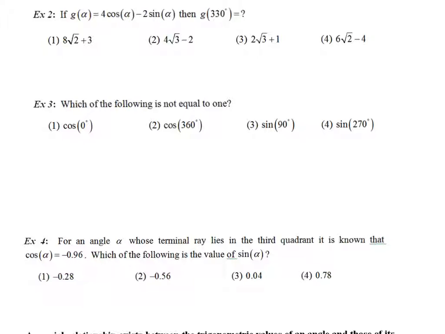Let's try example number 2, where this time I'm talking about g of 330 degrees. So that tells me that I want to draw my triangle on my unit circle at 330 degrees. So again, make your unit circle. 330 degrees means I'm most of the way around the circle. So going all the way around like this is 330 degrees.